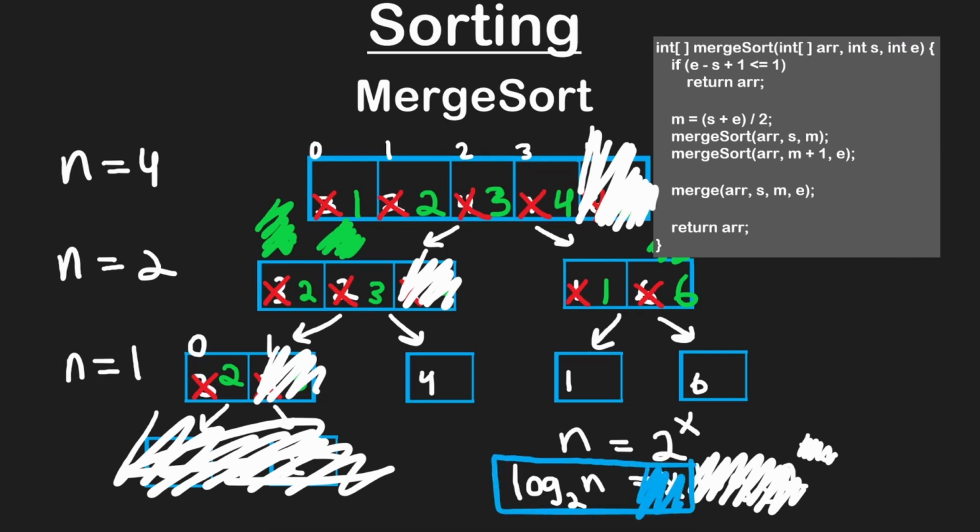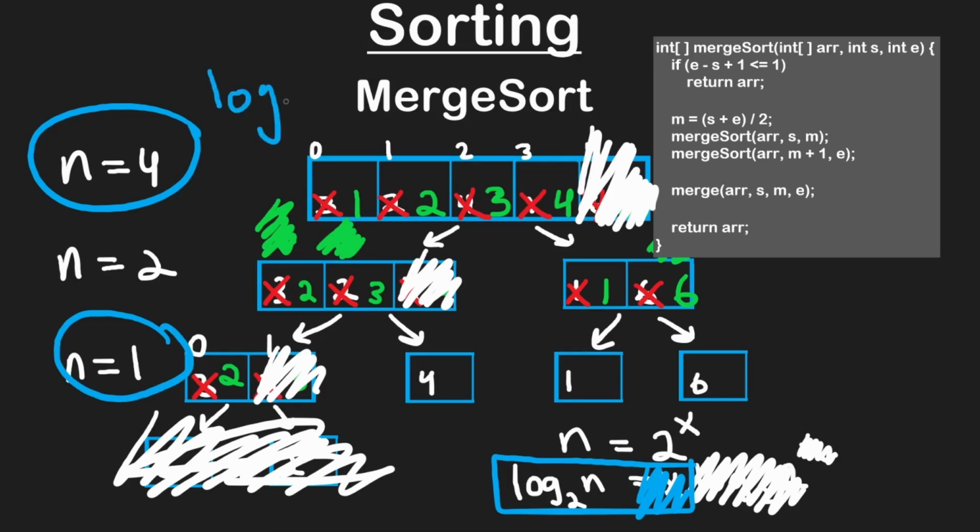So what I'm saying is if we have a number n equals 4 or any number, how many times can we divide it by 2 until it's equal to 1? Well, our answer is log base 2 of n. Log base 2 of that value is how many times we can divide it by 2 until it's equal to 1. And this turns out to be a recurring theme throughout algorithms and data structures. It's something we're going to see a lot more throughout the course.